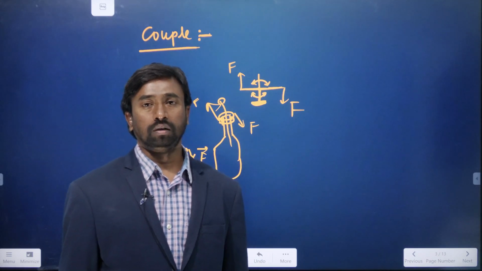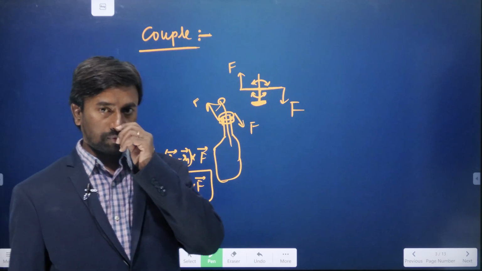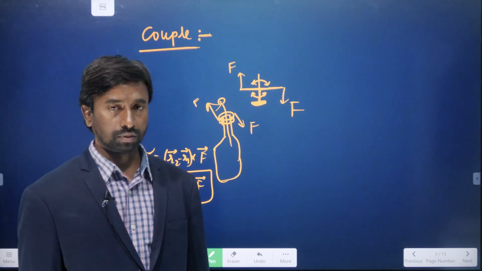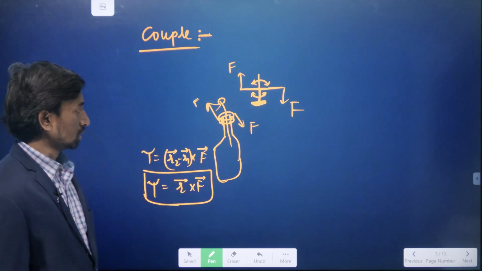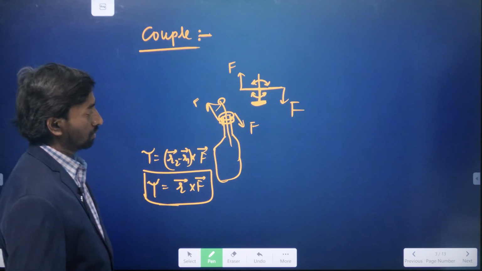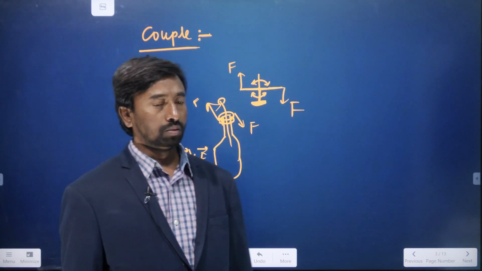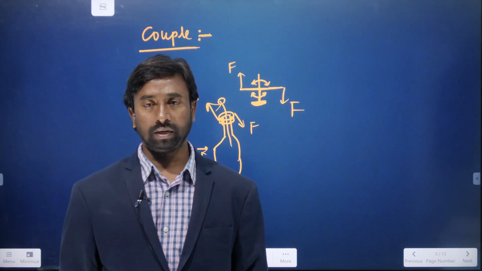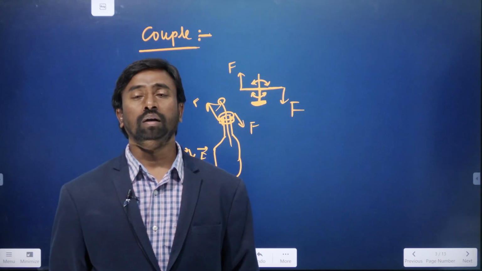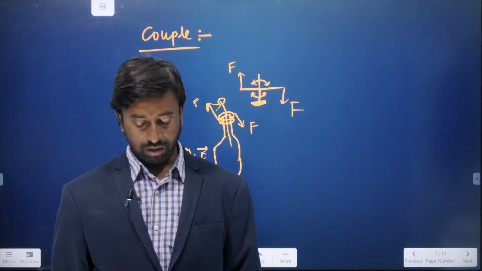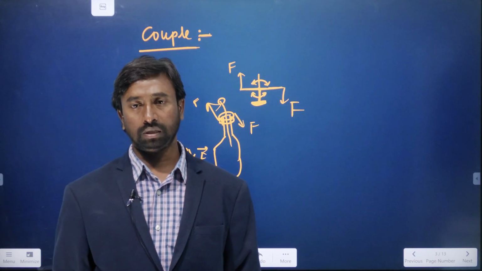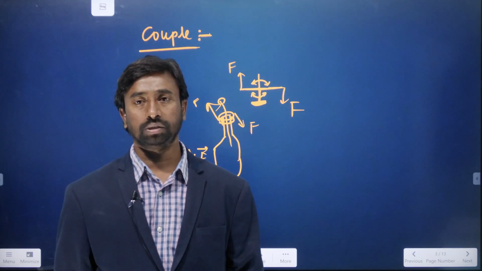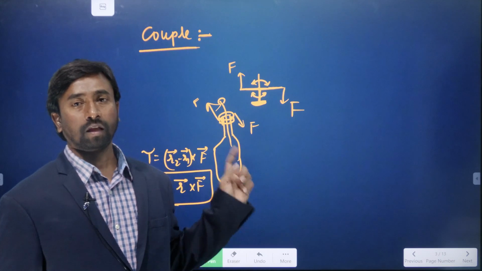So we can open the bottle cap of a bottle, or open or close a top, or we can open the door also. Opening and closing of the door, this is about the couple. So couple is nothing but equal forces, with a perpendicular distance about the axis of rotation between the lines of action of the forces, equal in magnitude but acting in opposite direction. That is said to be the couple.